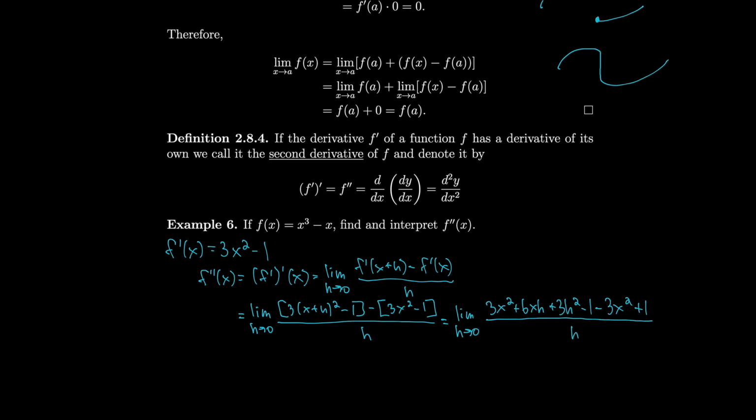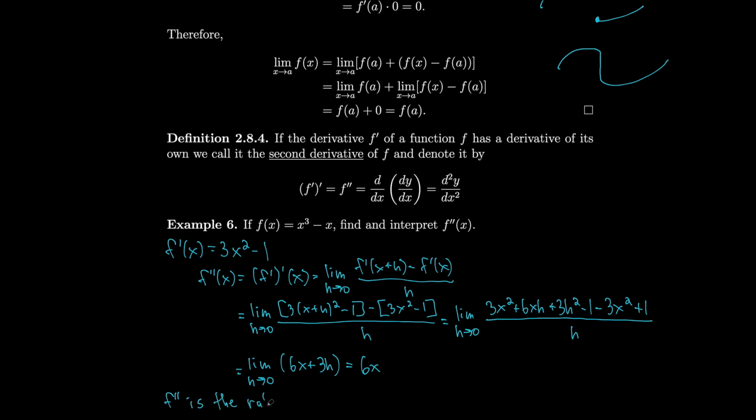Okay, then we cancel out everything that we can cancel out, and we're left with the limit as h goes to 0 of 6x plus 3h. Now we can plug in h equals 0 because we canceled it, and we just get that this is 6x. So let's interpret f double prime. Well, remember that the derivative is the rate of change. So f double prime is also a rate of change.